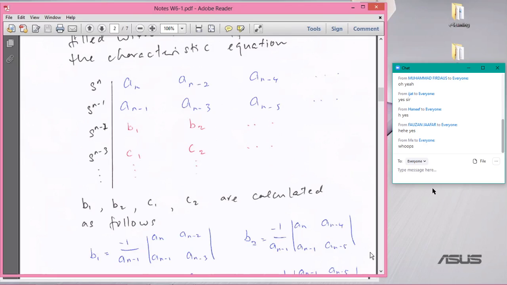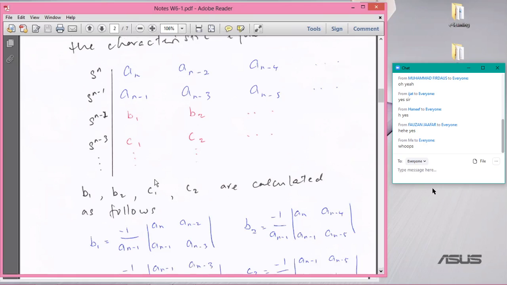Okay, so here you need to realize the pattern. You need to realize the pattern. So B1 is -1. To compute B1, you look two rows above you. So you take -1 divided by an minus 1 and multiply by the determinant of the two rows above B1. So the determinant of an minus 1, an minus 2, an minus 3.